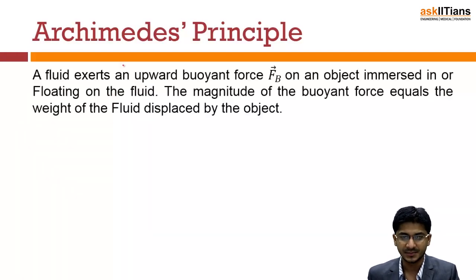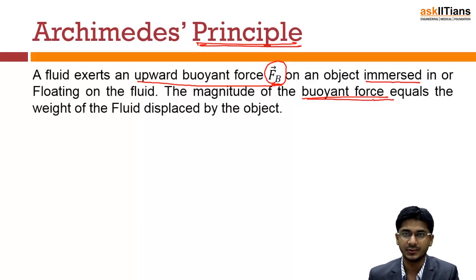And from here comes the Archimedes principle. It states that the fluid exerts an upward buoyant force Fb, and we have seen how it comes into the picture. It is because of the pressure difference and because of Newton's law. This upward buoyant force acts on an object that is immersed in or floating on the liquid. Floating means something is partly immersed. The magnitude of the buoyant force equals the weight of the fluid displaced by the object. We have seen what direction the buoyant force acts. Now what is the magnitude of this force? The magnitude is equal to the weight of the fluid displaced.